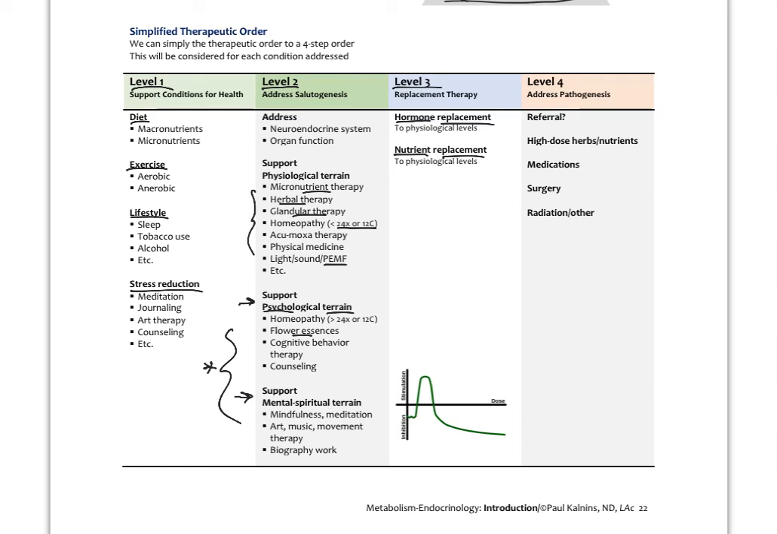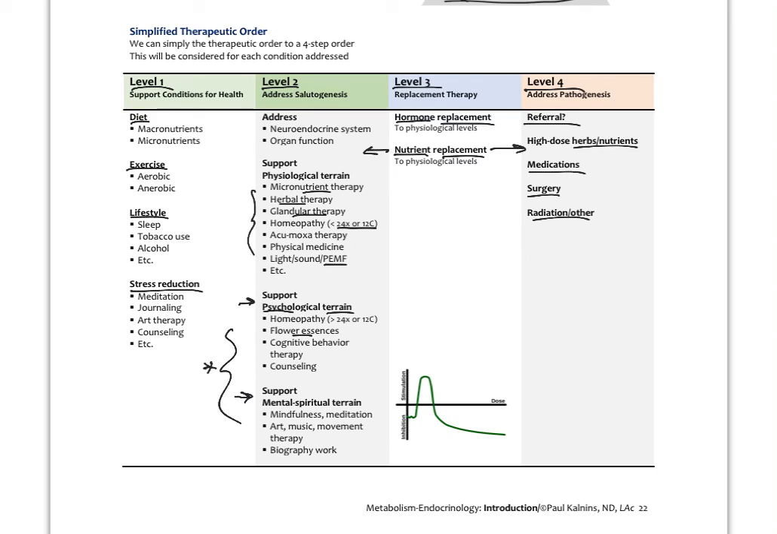So we can say that this is sort of straddling between salutogenesis and level 4, which is directly addressing pathogenesis. And this is where we have to make decisions of, do we need to refer these patients to endocrinology or another specialist? And this would be using more high-dose herbs, nutrients, using specific medications, surgery, radiotherapy, and so forth. So that would be our level 4 interventions.